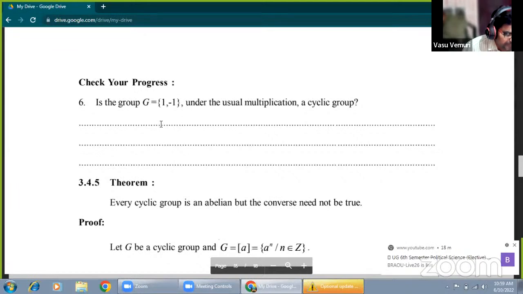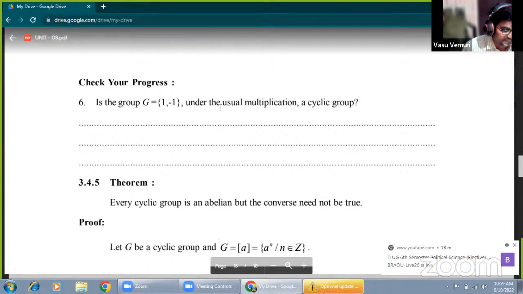Here 1 is the multiplicative identity, and the inverse of minus 1 is minus 1. Now that is also 1. That must be verified here. There are two generators, 1 and minus 1. Now here the subgroup of this part is also a cyclic group.